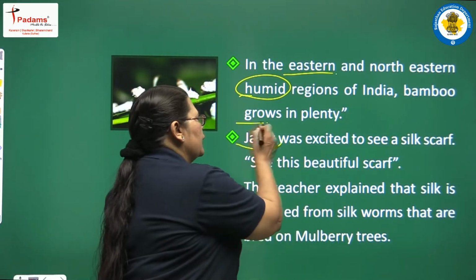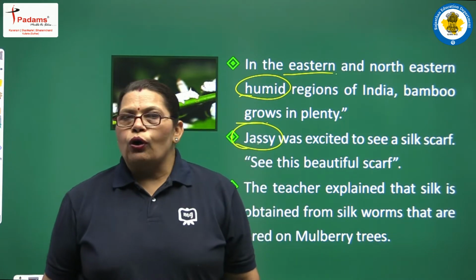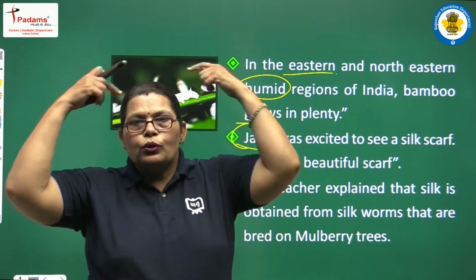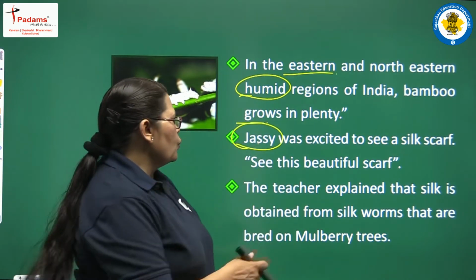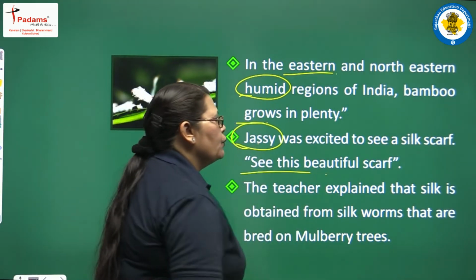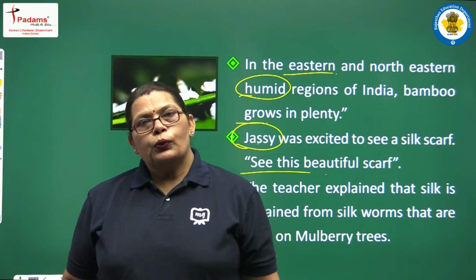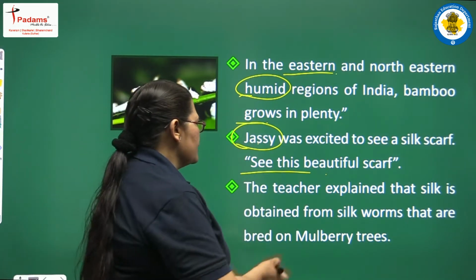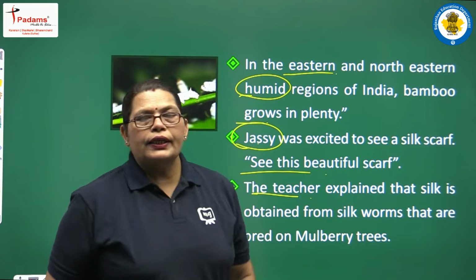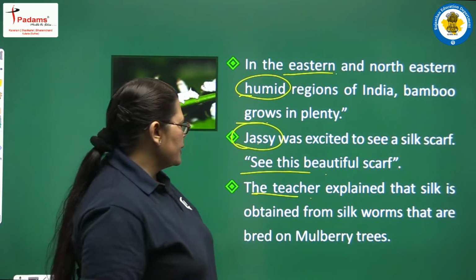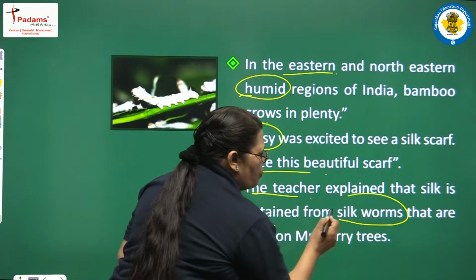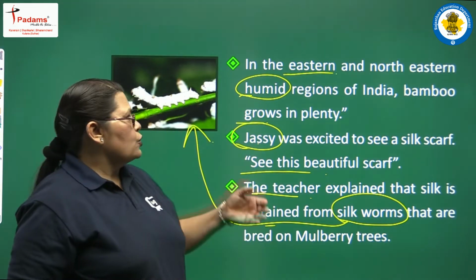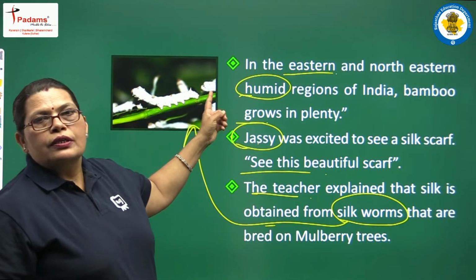Then Jessie was also excited because Jessie saw a silk scarf. You know the scarf we wear. "This is a beautiful scarf," Jessie told everyone. And what was the reply of the others? The teacher explained that silk is obtained from silkworms. It is a fact that silk is obtained from these types of silkworms.